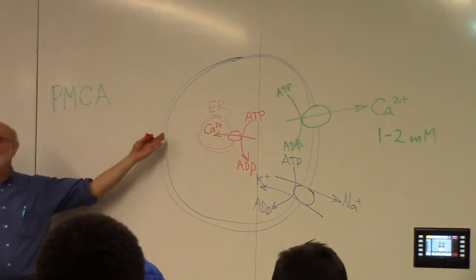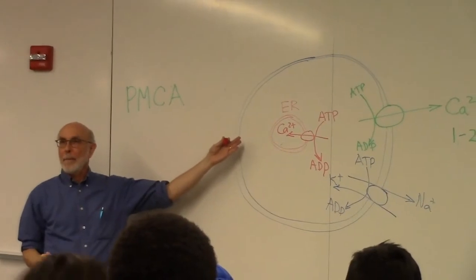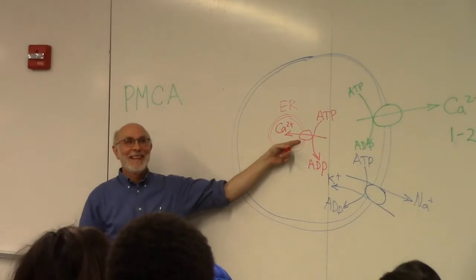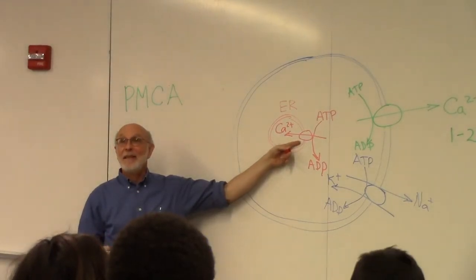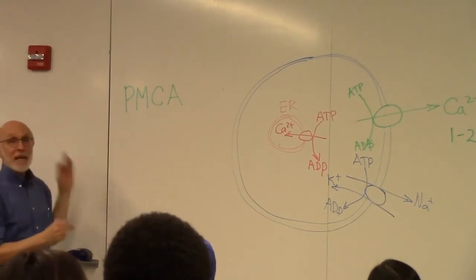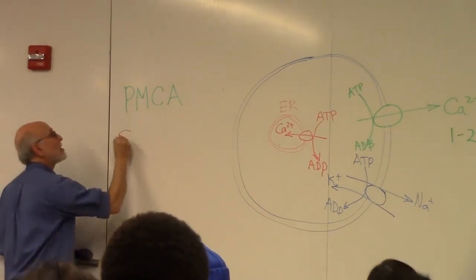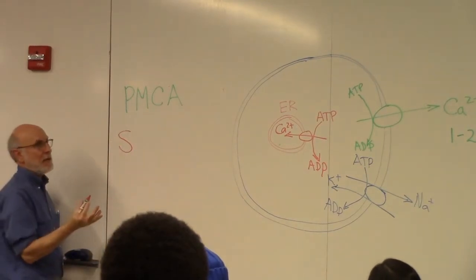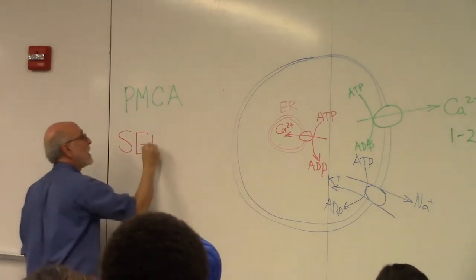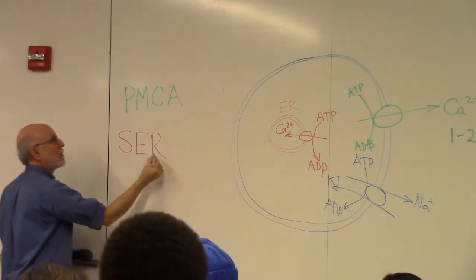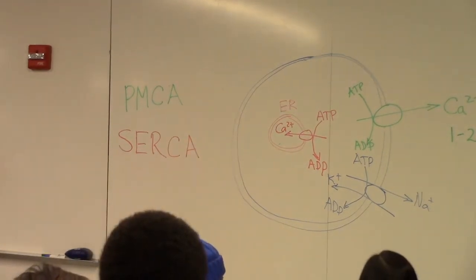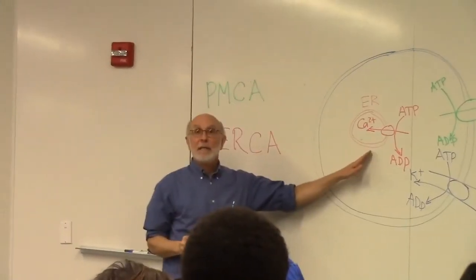What do we call this protein? This one. Is it a calcium ATPase? Yes, it is a calcium ATPase. Is it in the plasma membrane? No. So it's got a different name. It's sarcoplasmic, because sometimes it's in muscle, endoplasmic, because that's what we're talking about in neurons. Sarcoplasmic endoplasmic reticulum calcium ATPase. SERCA is the name of this calcium ATPase.